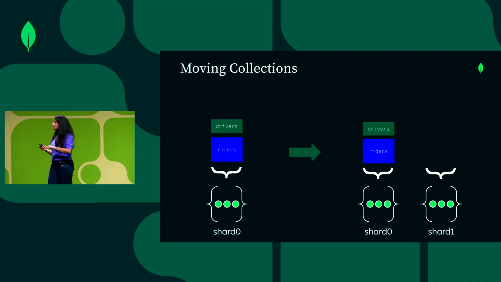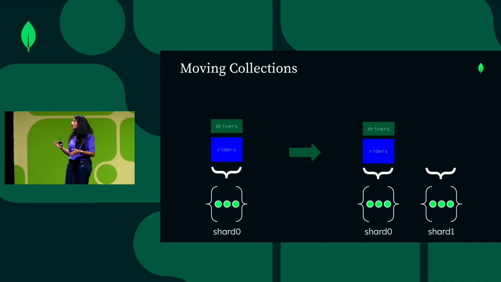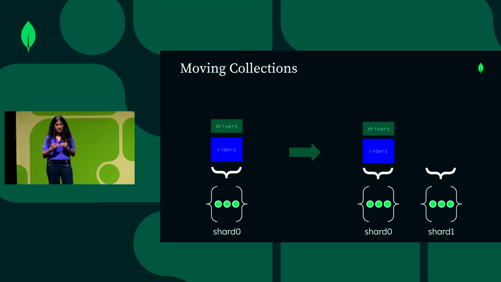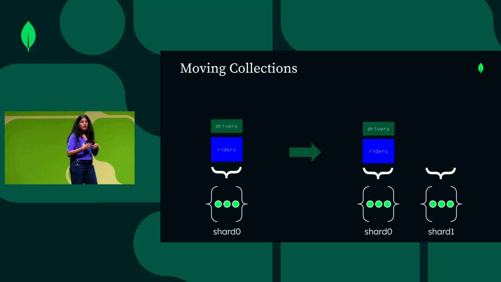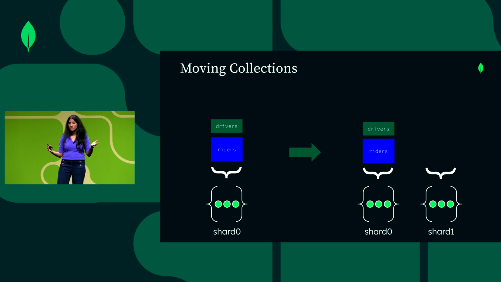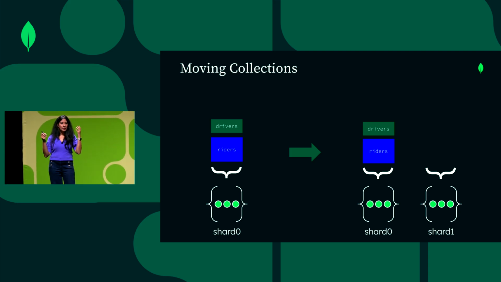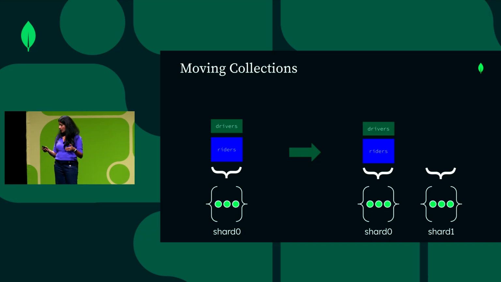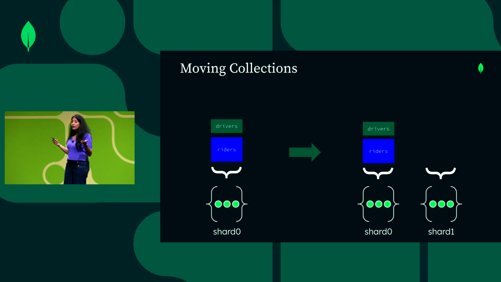Moving collections. We can work best with an example. Here we have a shard 0, which has a riders collection and a drivers collection. Over time, you realize that both of them are growing pretty fast. This is a brand new market that you're tapping into. People are okay to go into strangers' cars for a short ride, and your database is growing pretty fast. But you're not ready to shard yet because that requires you to think too much and you want instant scale. What do you do in that case?